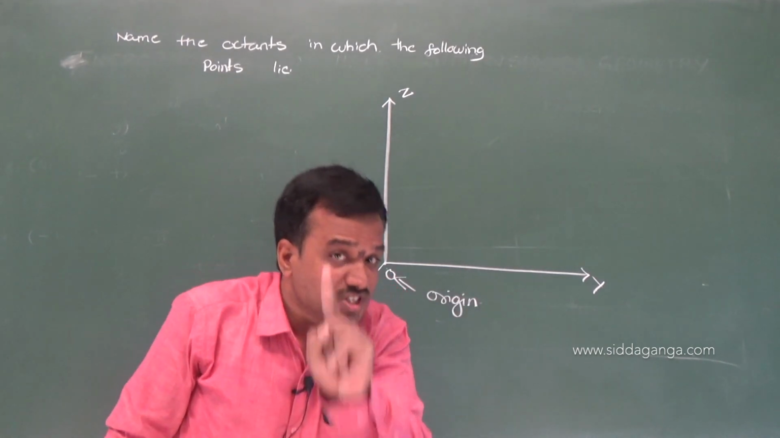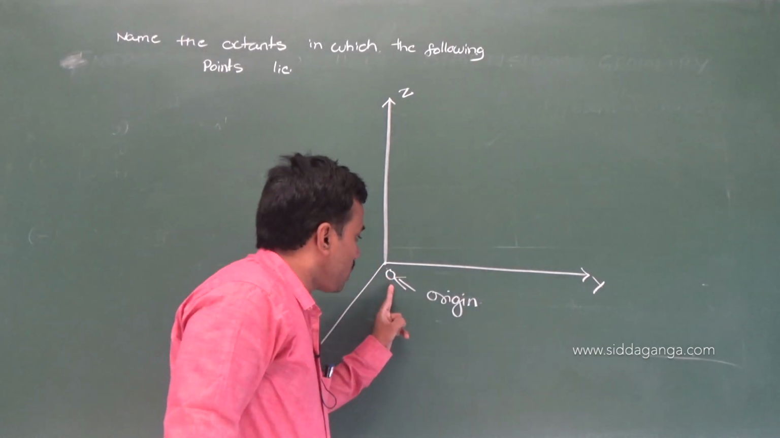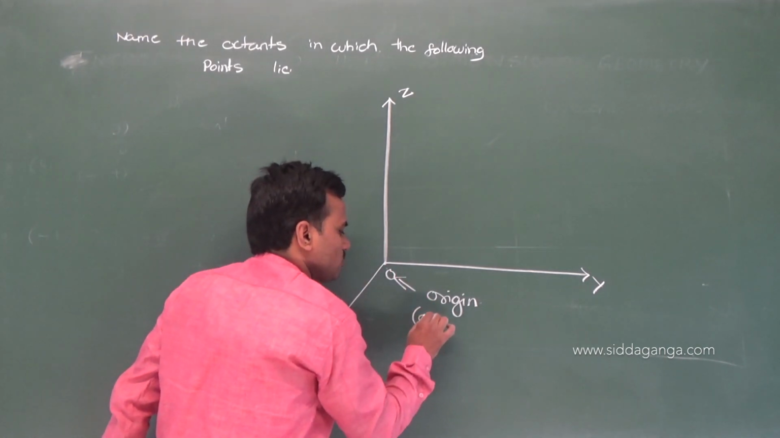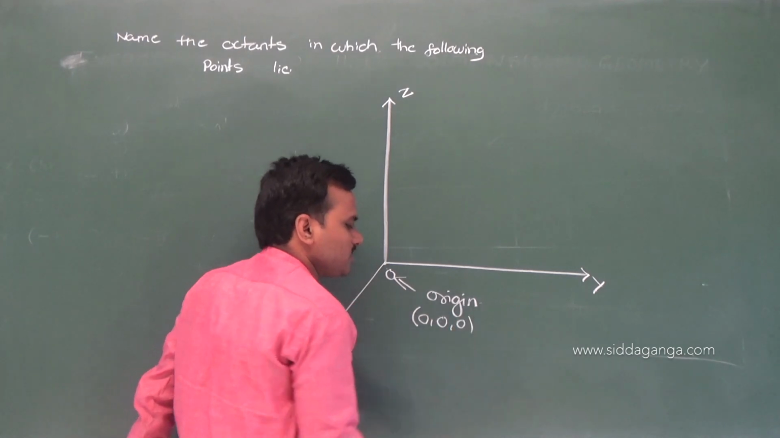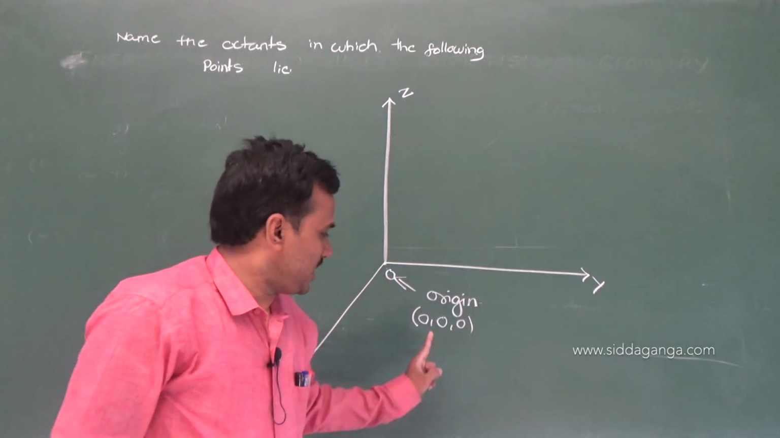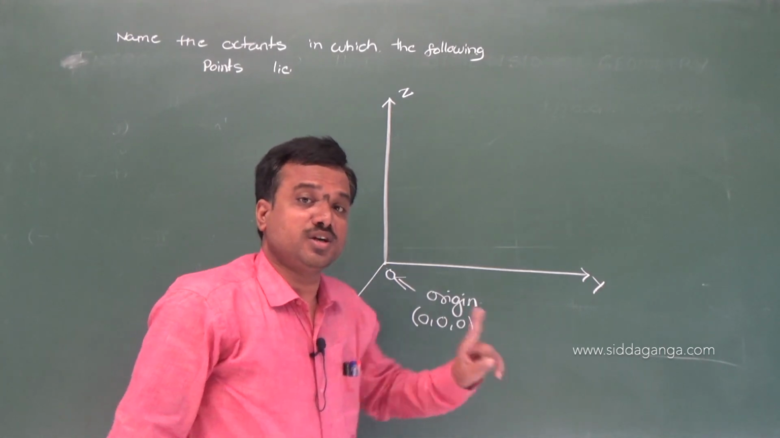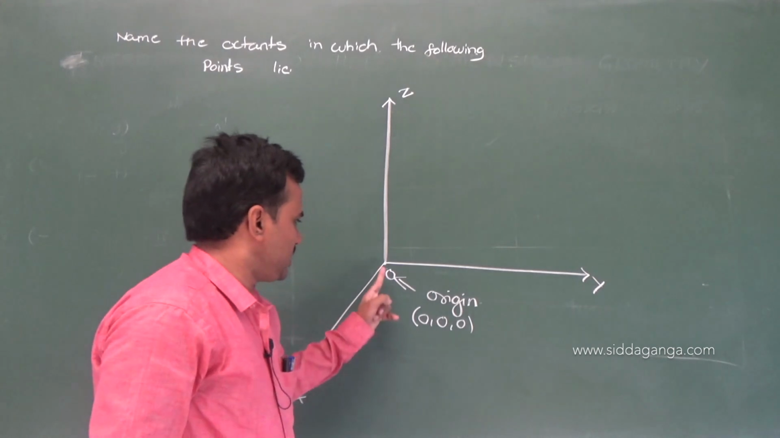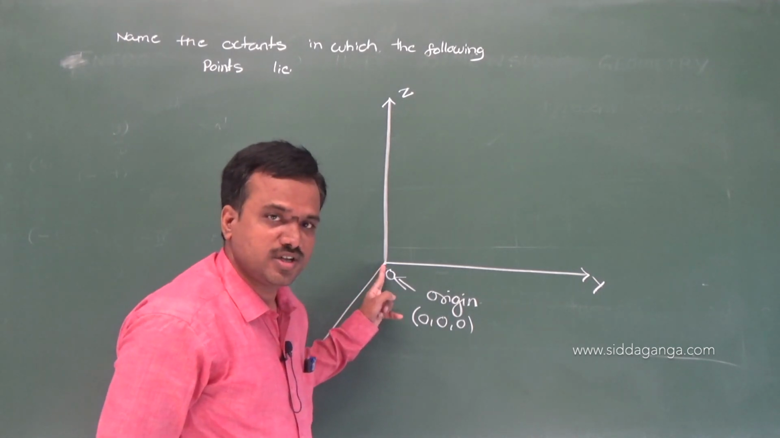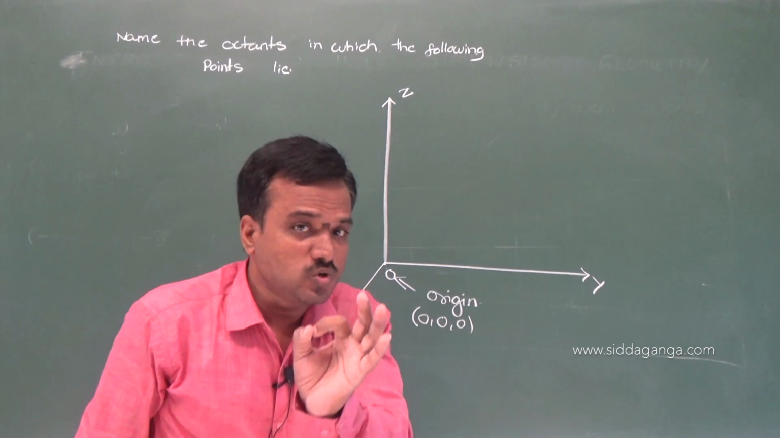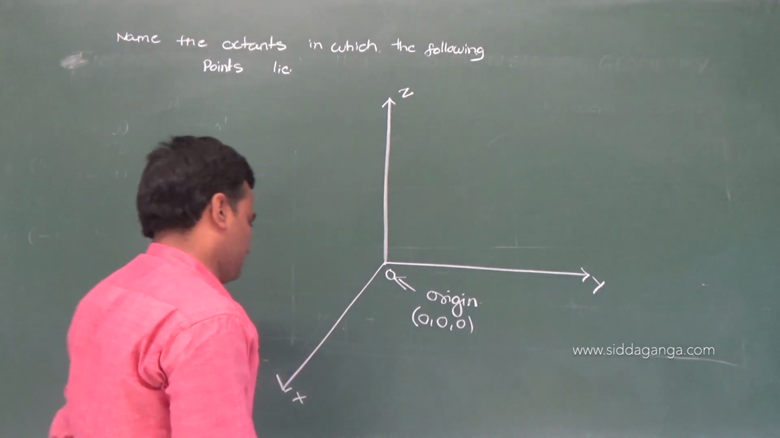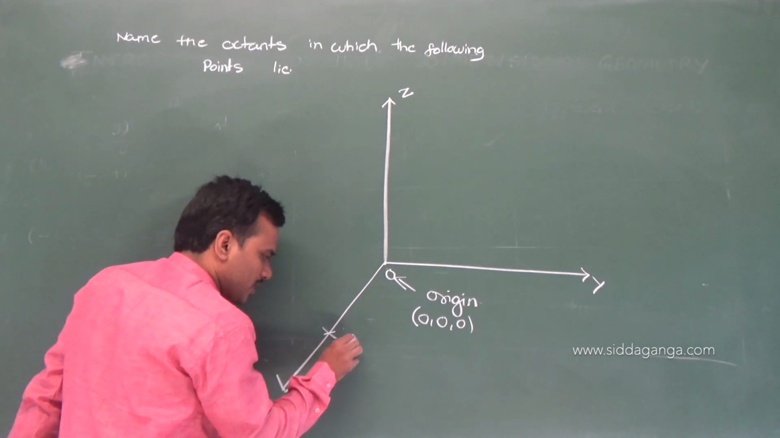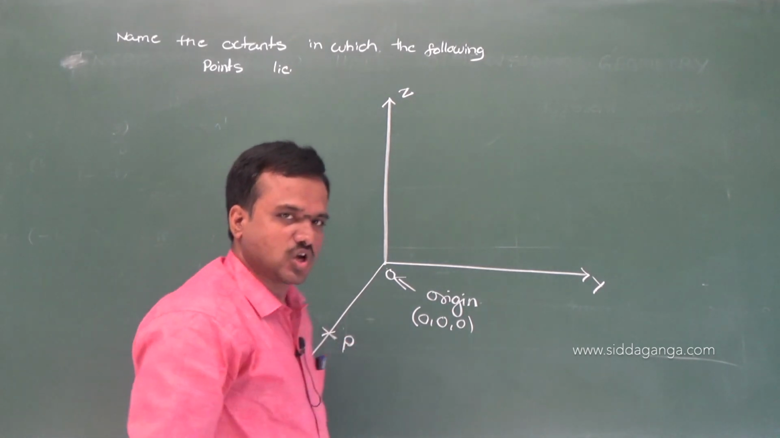Very important first point. The coordinate of origin is nothing but 0, 0, 0. X coordinate, y coordinate and z coordinate all are 0. What we see in 2D, same. Here x coordinate is 0, y coordinate is 0 and z coordinate is also 0.